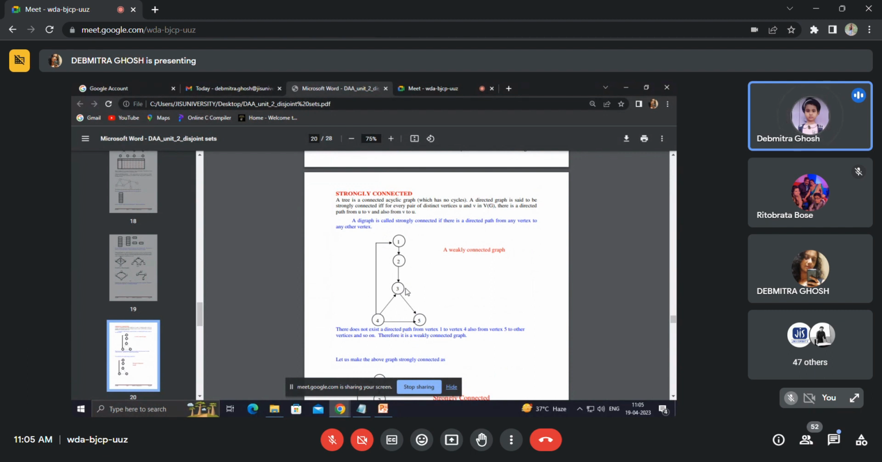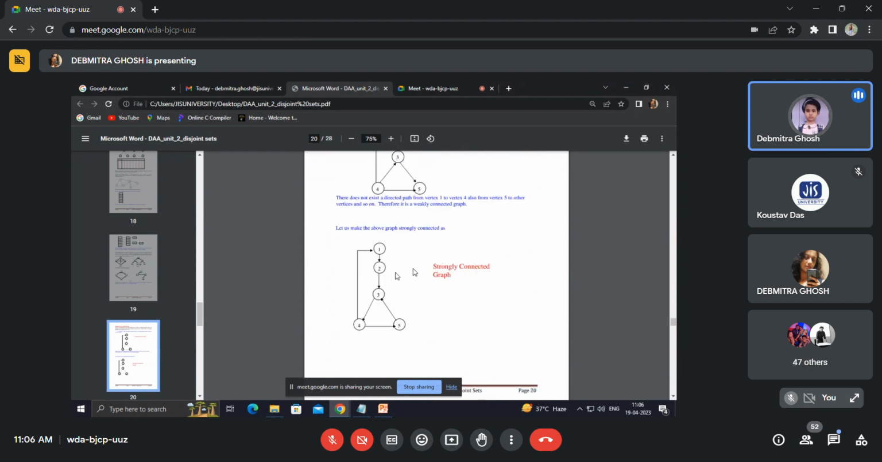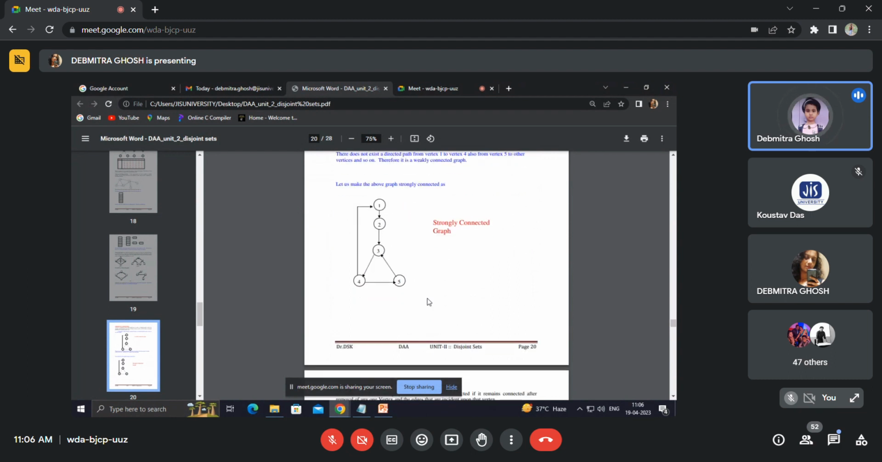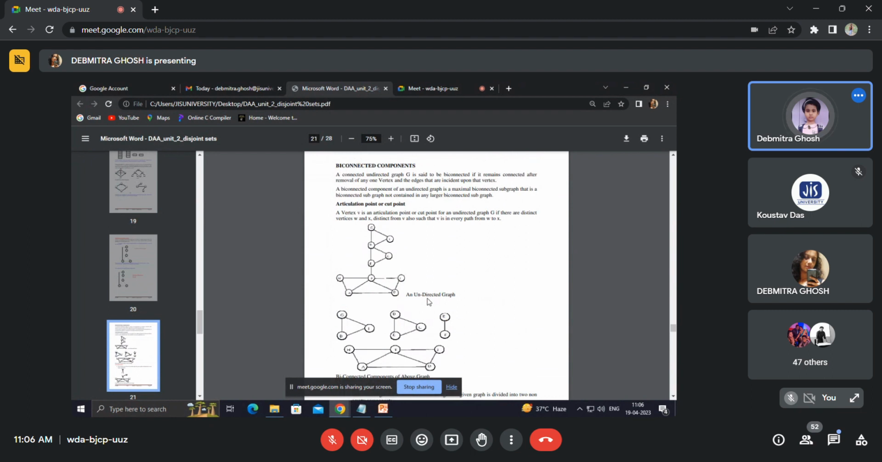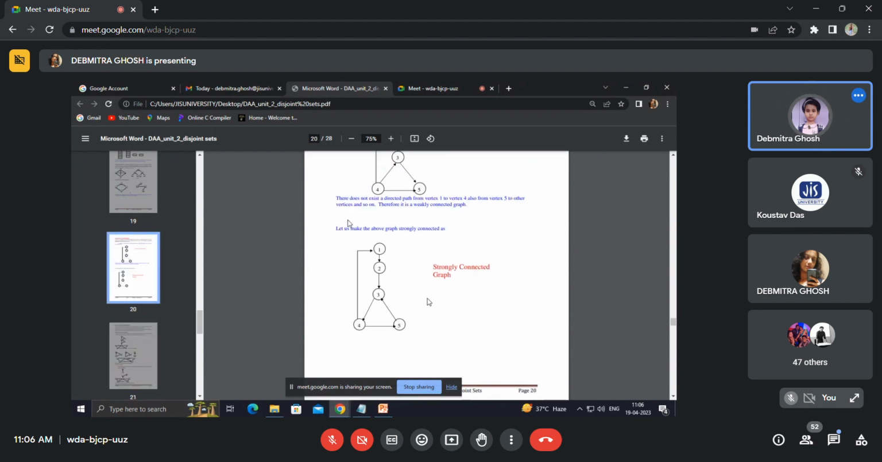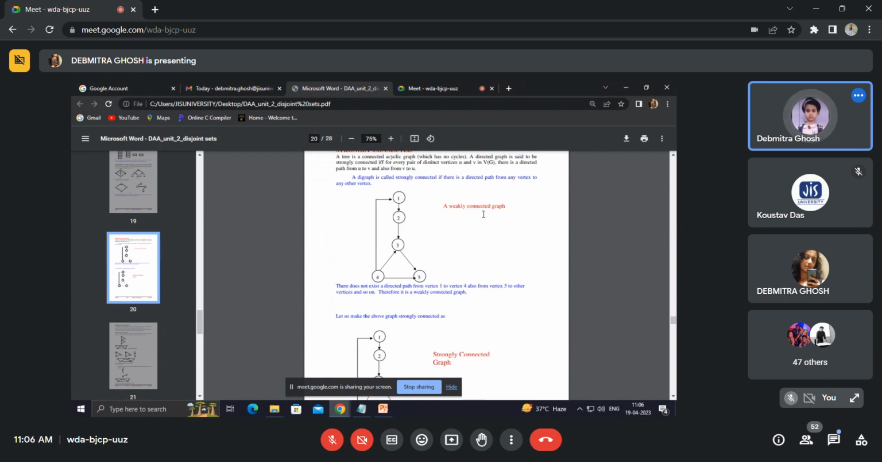And what is a directed graph? A directed graph is basically, for every pair of distinct vertices U and V, there is a directed path from U to V and from V to U. U to V and V to U means from 1 to 4 you can travel, as well as from 4 to 1 you can travel. So this is a connected graph. This is a strongly connected graph. Okay, this is a strongly connected graph. What is a biconnected graph? Take a screenshot of this page. Done.